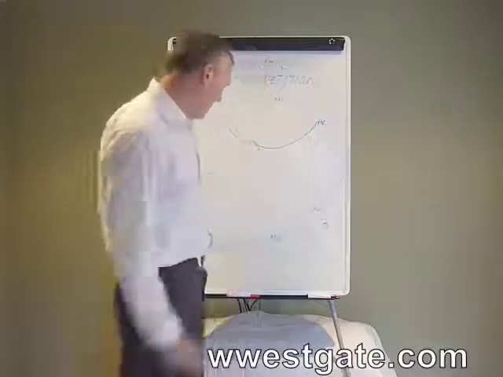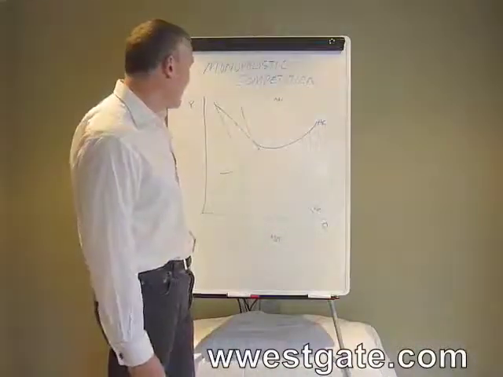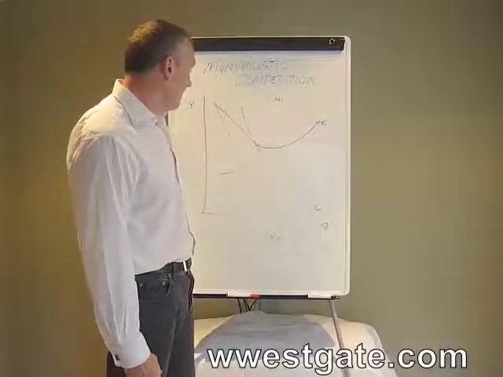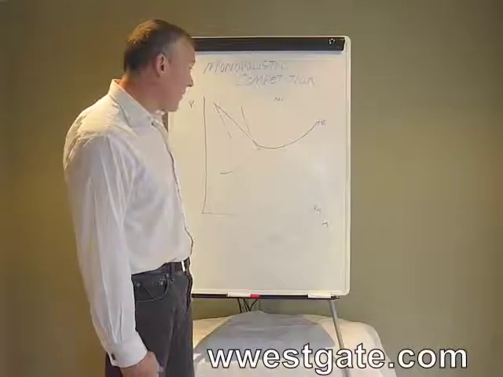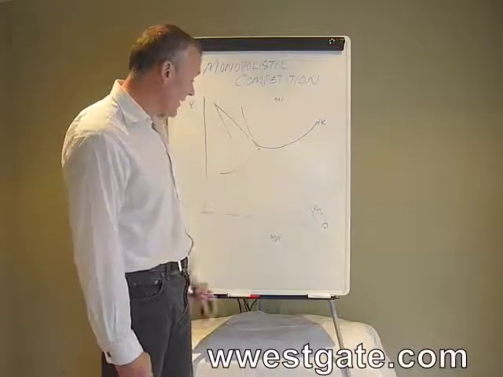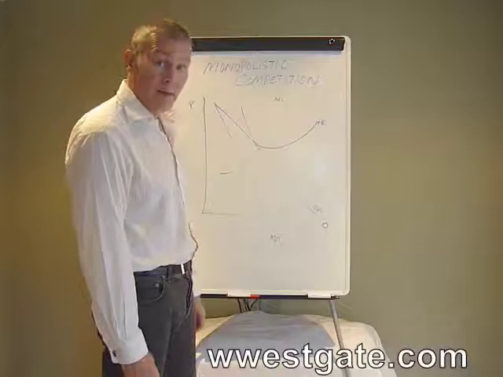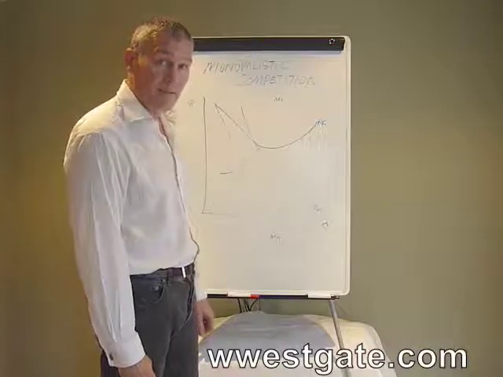AC, MC, AR, MR, the monopolistic competition model. Very similar to the perfectly competitive model, except the AR and MR curves are downward sloping. Hope that's of some kind of help.